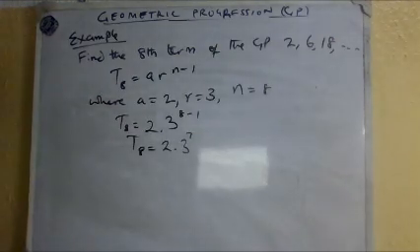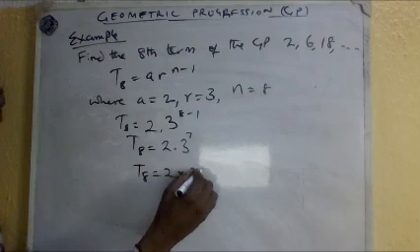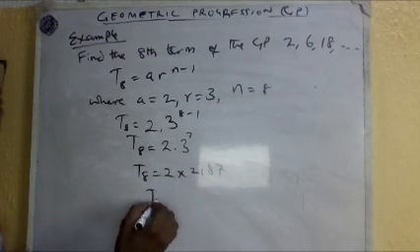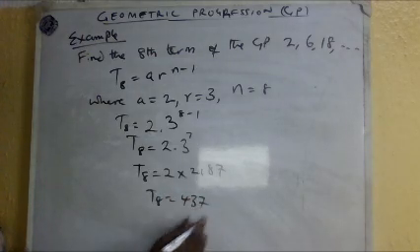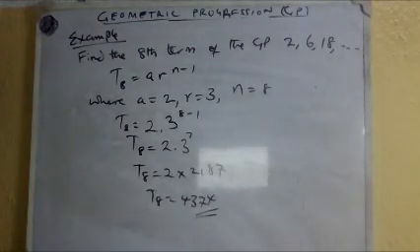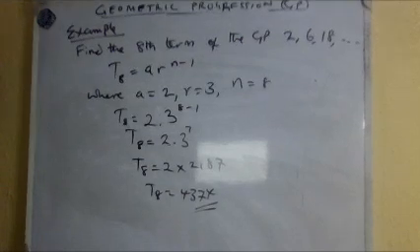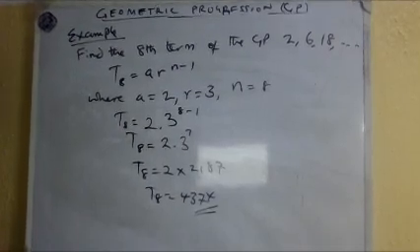And 3 raised to the power 7 is what? 2187. T8 is equal to 2 times 2187. And finally, T8 is equal to 4374. That's the answer. So the 8th term of the geometric progression is 4374.